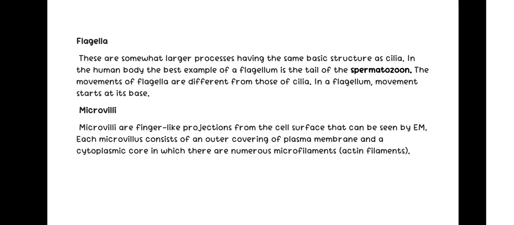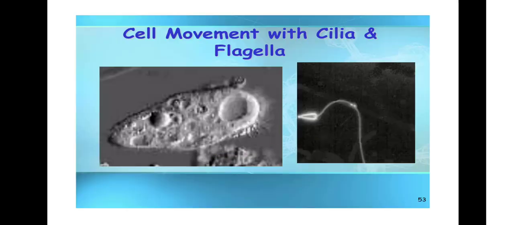And microvilli are finger-like projections from the cell surface that can be seen in a microscope. Microvilli consist of an outer covering of plasma membrane and a cytoplasmic core in which there are numerous microfilaments, actin filaments. Microvilli are mainly present in the inner mucous layer of the small intestine, where they help in peristalsis movement. The cell movement of the cilia and flagella we can see in the picture. So they are the cell extension part. Thank you.